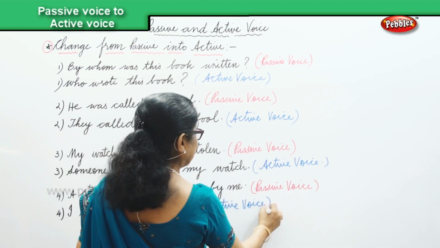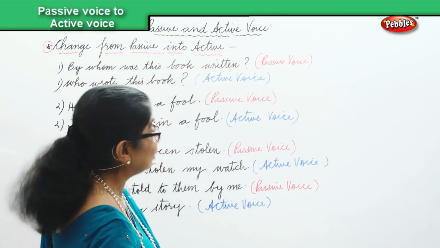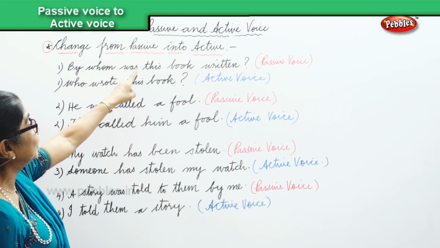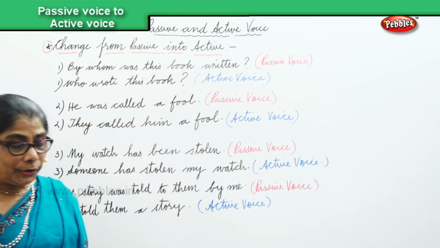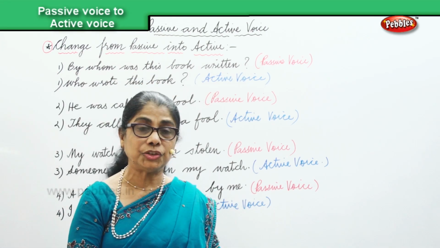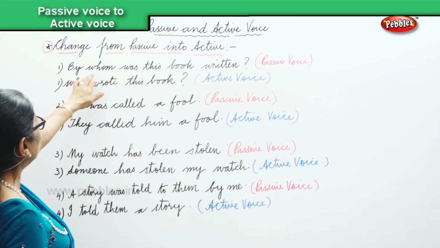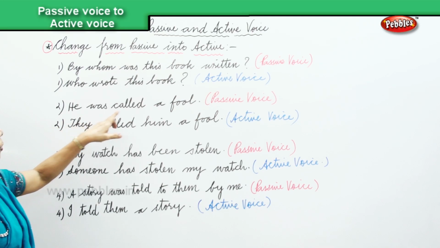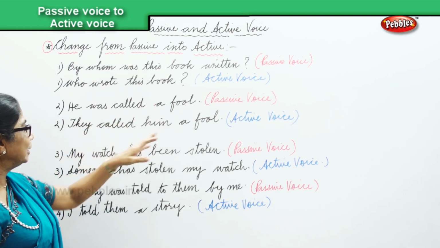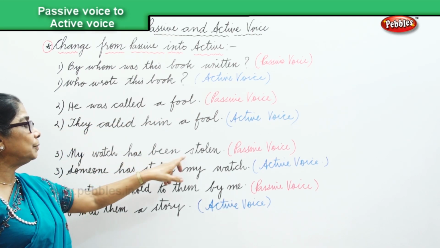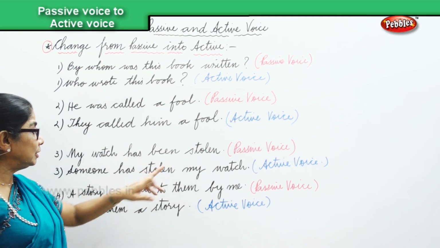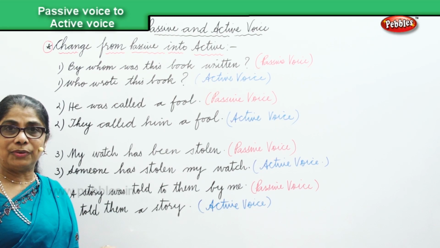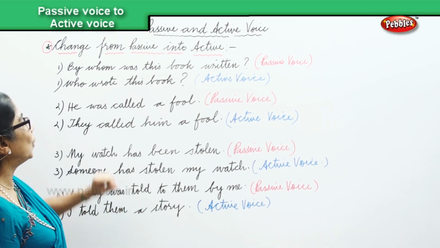Now, in these 4 sentences, what have we done? We have changed from passive to active. Here, by whom was this book written? Passive voice. He was called a fool. Passive voice. My watch has been stolen. Passive voice. A story was told to them by me. Passive voice. Now, we're changing all into active.